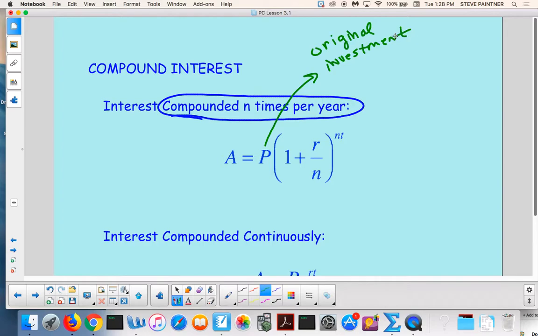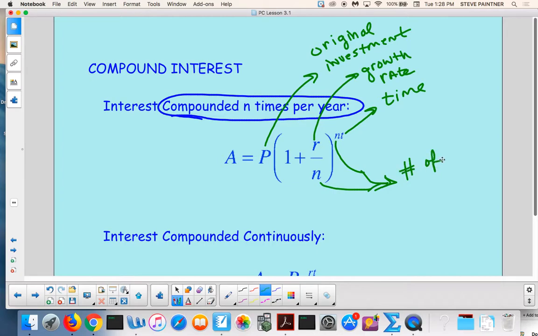Okay. R is what? That's your growth rate. Okay. T is what? Time. Here comes a new one. This little tiny n stands for what? Times per year. Interest compounds n times per year. So this is the number of times compounded per year.